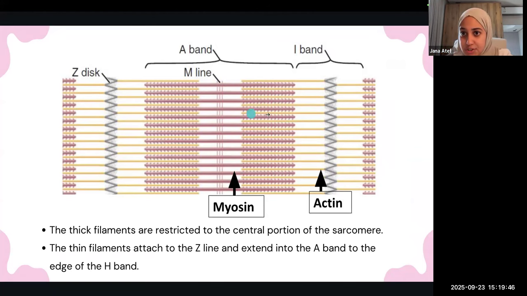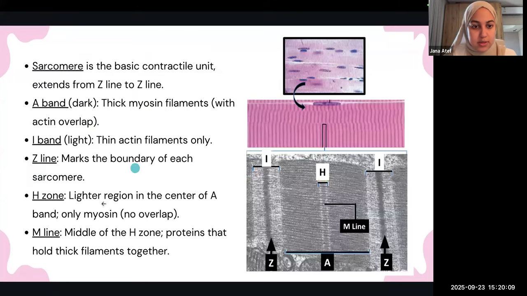Okay, the H zone, like we said, is only myosin. So where there is no overlapping of actin and myosin, that's called the H band. Where is the H band found? It's inside the A band. So basically, you take the A band, it's all of the myosin. You go in the middle just until you stop finding any actin, this is the H zone. Do you get it? I hope that's clear. Okay.